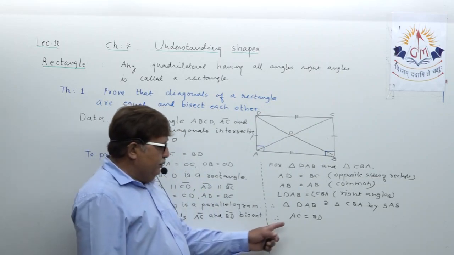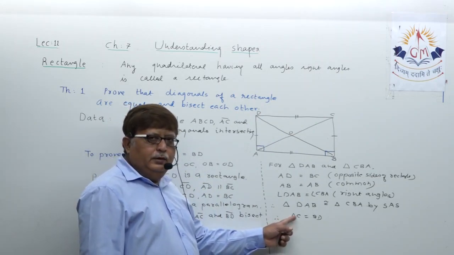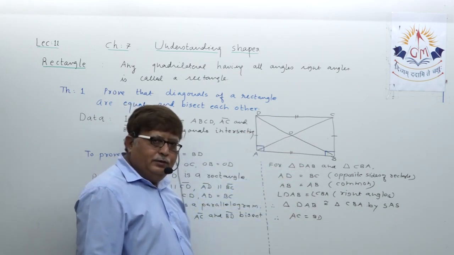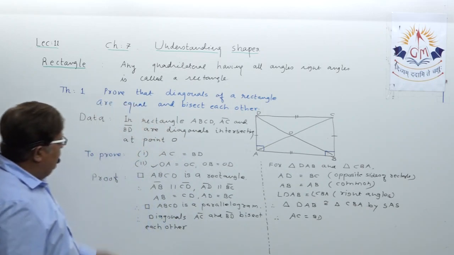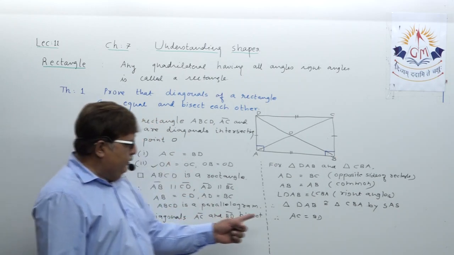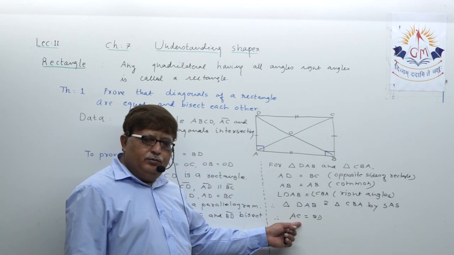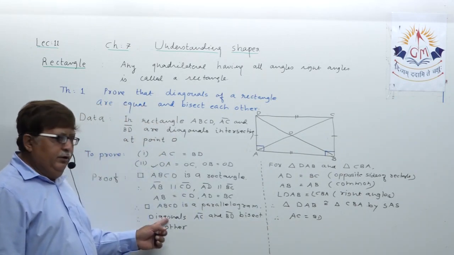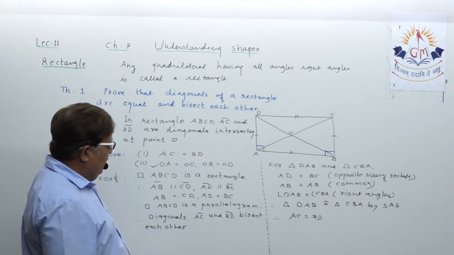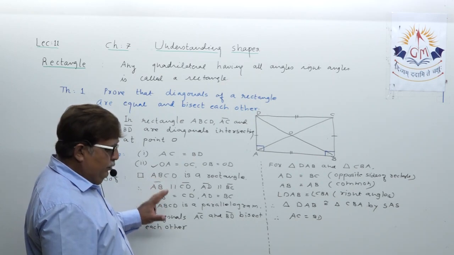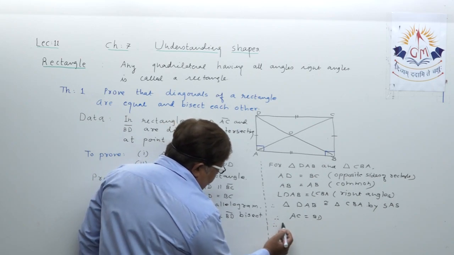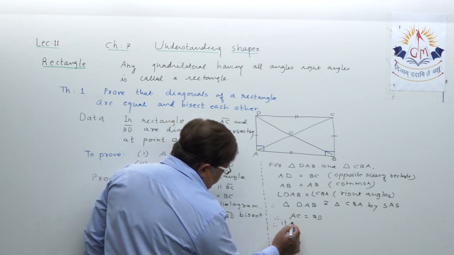And when you say AC equal to BD, it means you have proved that the diagonals are congruent. Understood? So this is what you wanted to prove, that diagonals of a rectangle are equal. That we have already proved. Bisect we already proved. Understand? So dear student, this is the theorem. Understood?